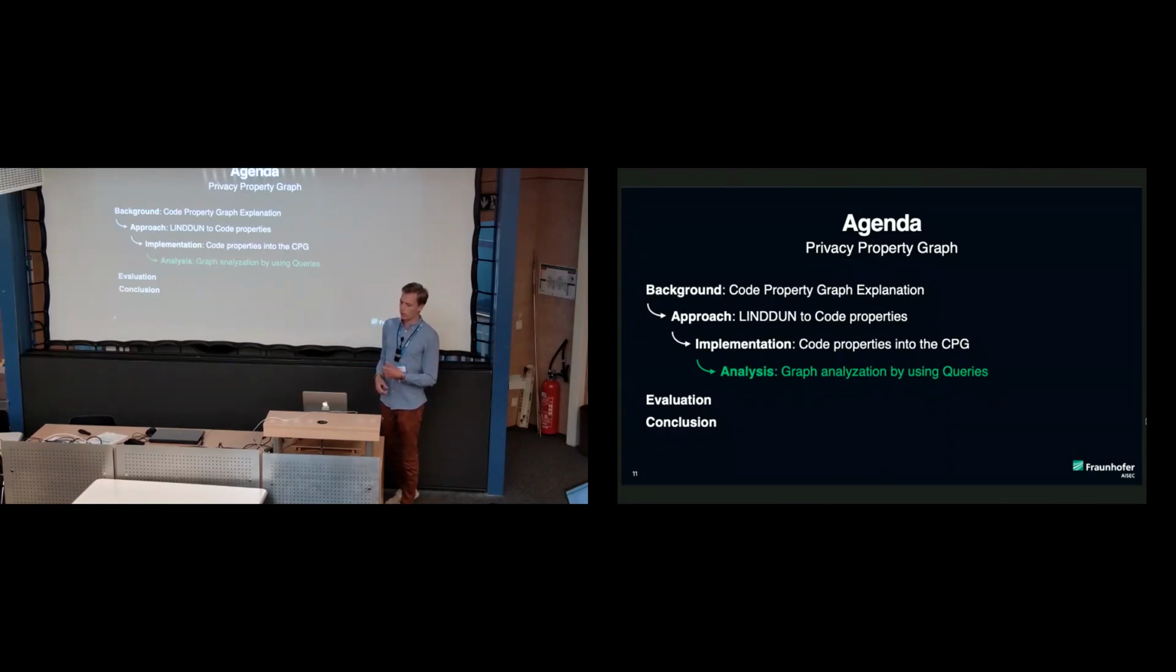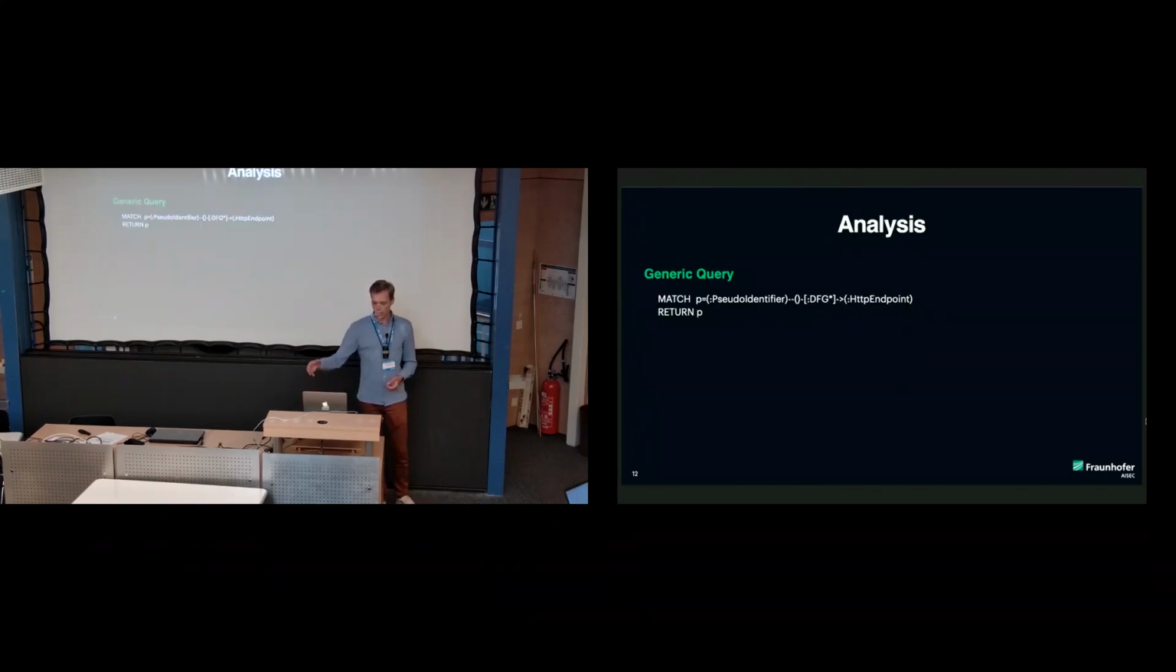What we are using is Neo4j. That's a graph database, and it also comes with its own query language. That's just an SQL-like query language that allows you to find interesting paths in this graph. So this is an example that would give you all the paths in the graph that start with a pseudo identifier that moves via an arbitrary number of data flow edges to an HTTP endpoint.